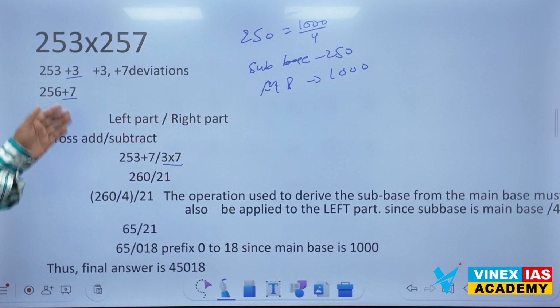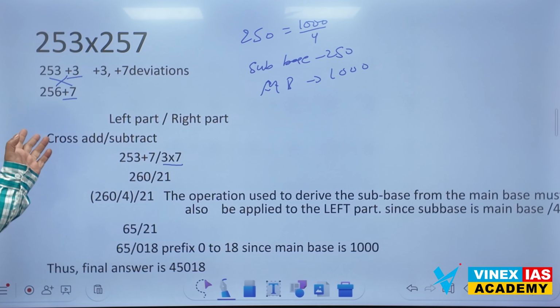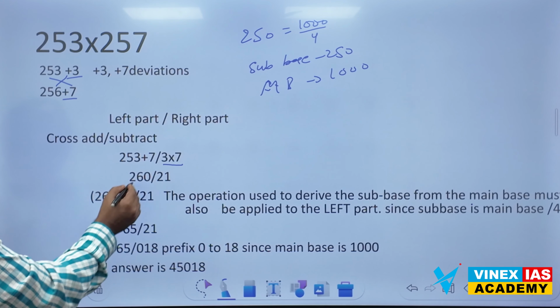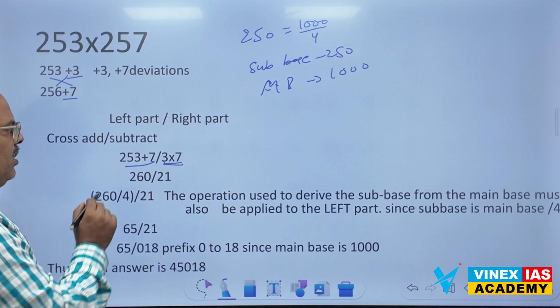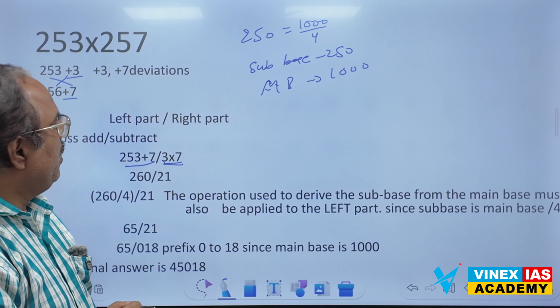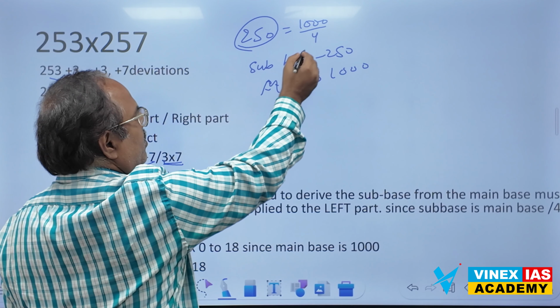Left part, what you have to do? Cross, add or subtract. So it is more, you have to add. So 253 plus 7 will be our left part. And right part is 3 into 7, 21. Now 253 plus 7 is what? 260.